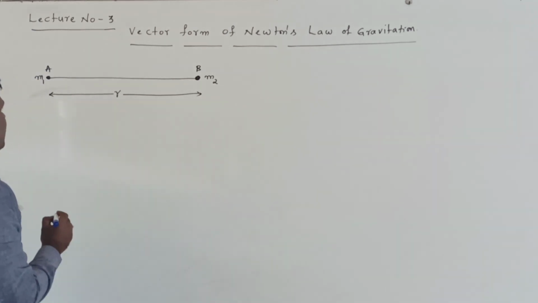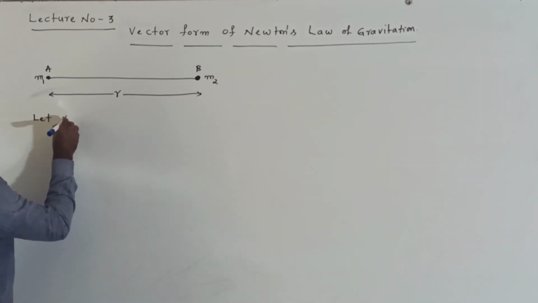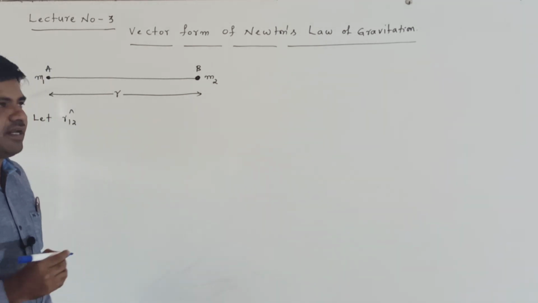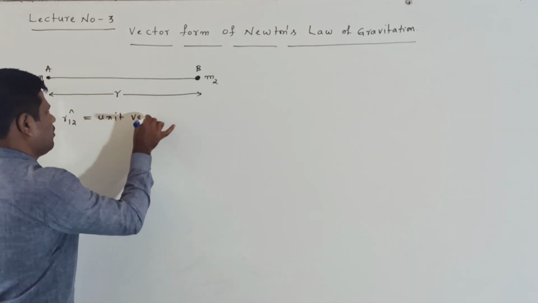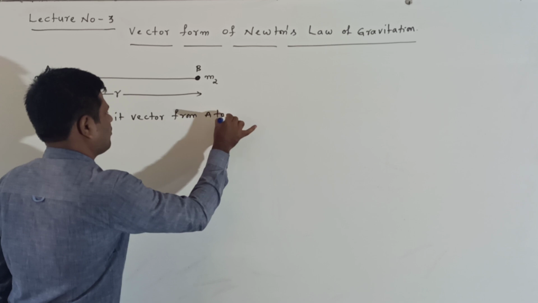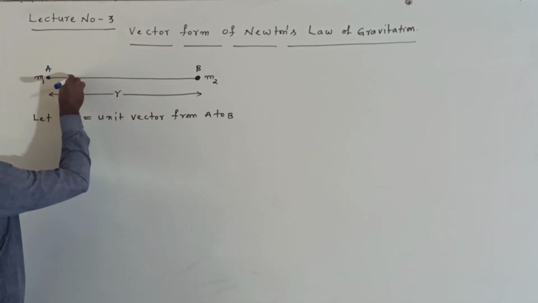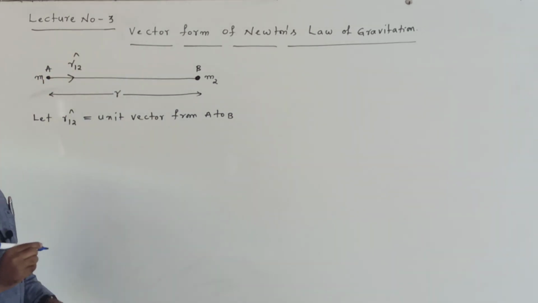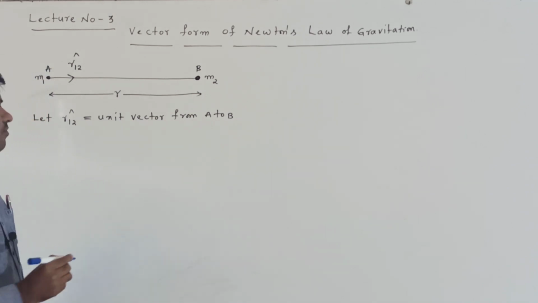Now let r12 cap be a unit vector. r12 cap is a unit vector from A to B. Here I am taking the unit vector from A to B. This is r12 cap, a unit vector from A to B.